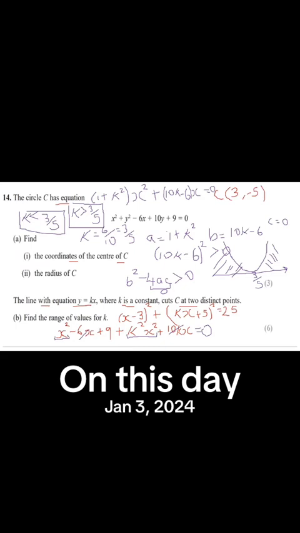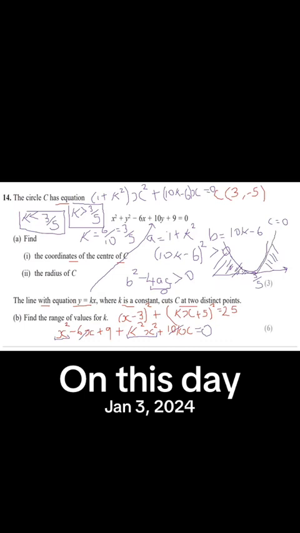But the idea of part B is you substitute y equals kx into this equation and form a quadratic in terms of x squared here and x here, and a constant, with k squared here and kx. So you want the discriminant to be greater than 0. Now when I did this, this is actually called a repeated root here. So it actually touches the axis, it doesn't cross it.